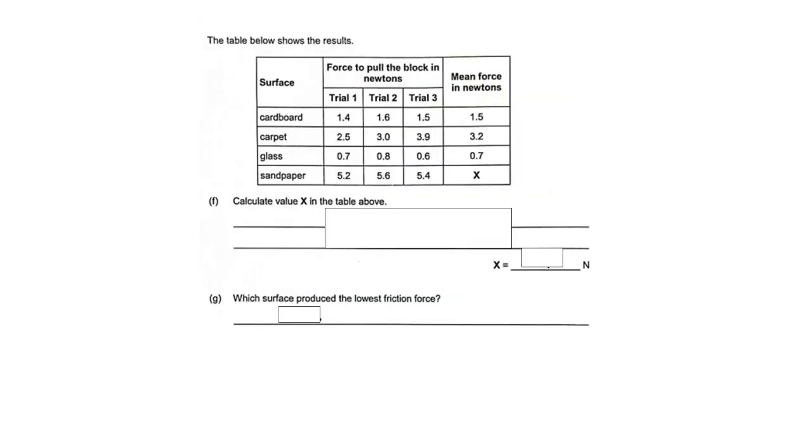Then we have these results. Calculate the value x in the table above. So x is the mean value on sandpaper. So you calculate the mean value or the mean force. You're going to add up all the values together and divide by the number of values. So 5.2 plus 5.6 plus 5.4, all of it divided by 3. And that is 5.4 newtons.